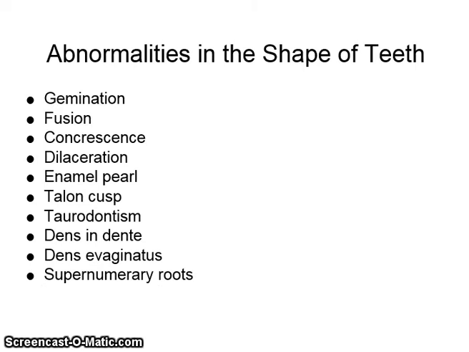Abnormalities in the shape of teeth include gemination, fusion, concrescence, dilaceration, enamel pearl, talon cusp, taurodontism, dens invaginatus, dens evaginatus, and supernumerary roots.